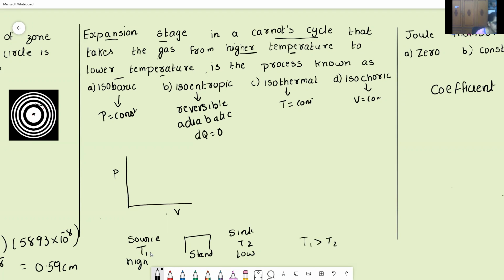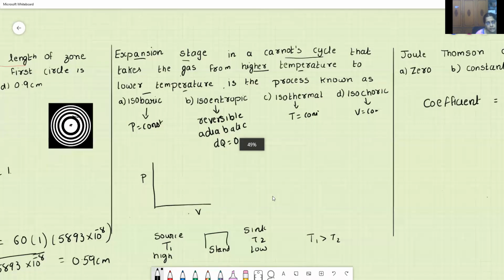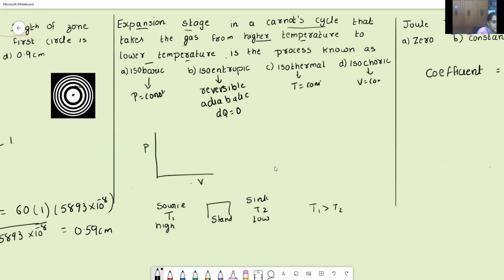In the first process, you take the system, that is a cylinder in which gas is there, and you put it on the source. Here the gas expands. So we have an expansion stage, but here it is at T1 temperature itself. So it is an isothermal process. Expansion of the gas is there, but there is a constant temperature. There is no change of temperature.